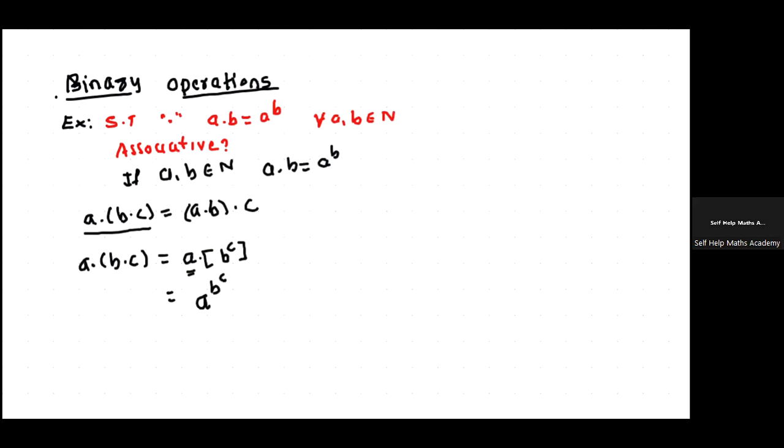Let me take this as star. Similarly, I will take on the other hand (a dot b) dot c. We know a dot b is a to the power b, so this is a to the power b, dot c. Now this is our first element and this is our second element, so it is the first element to the power second element.